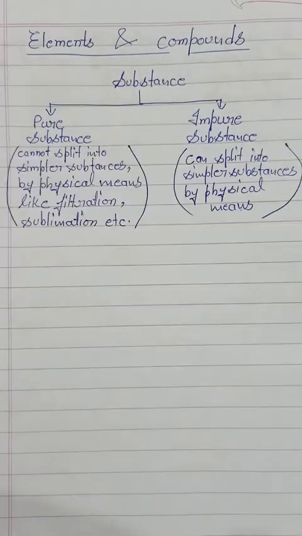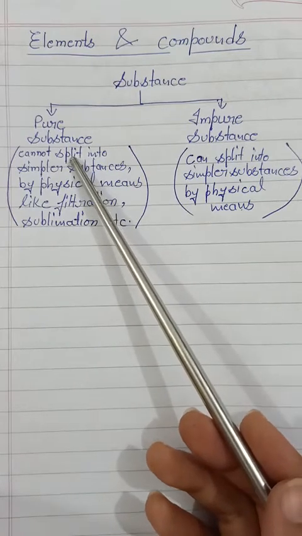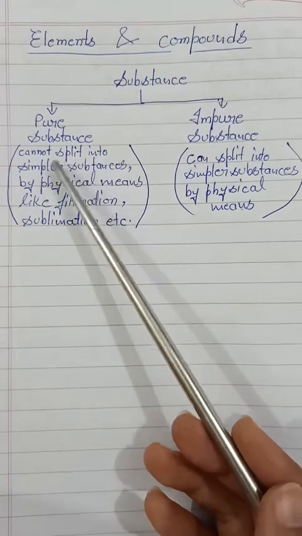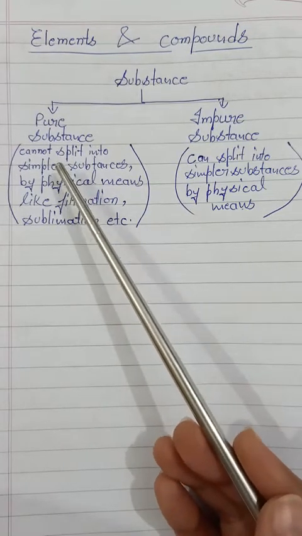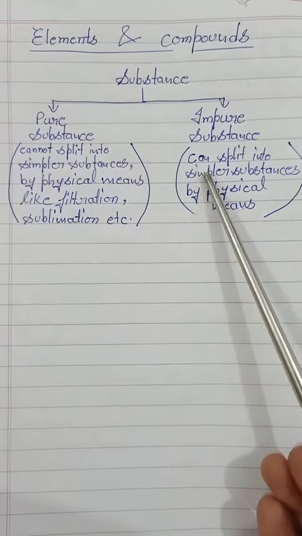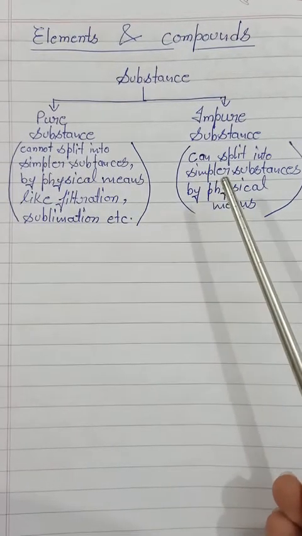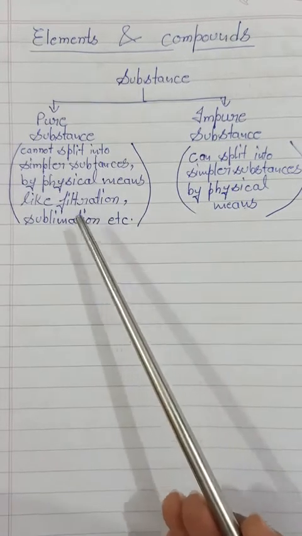So students, basically pure substances cannot be split into simpler substances by physical means like filtration, sublimation or distillation, whereas impure substances can be split into simpler substances by physical means such as filtration, sublimation and distillation.